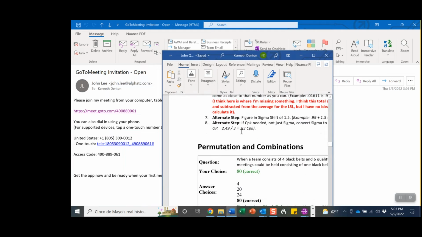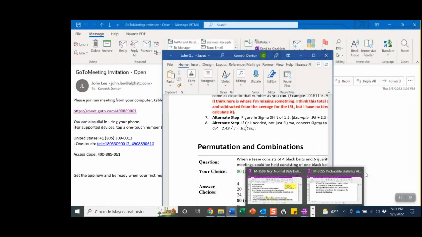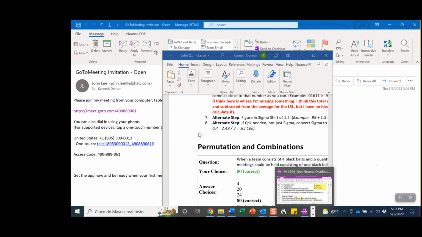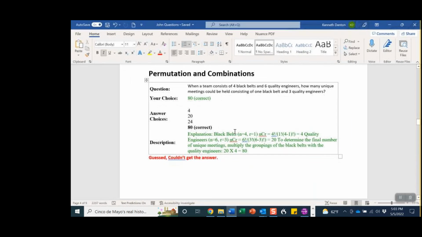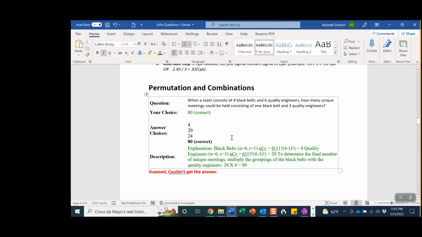This module. No. Okay. So I can close that PDF out. Probability statistics. All right. Permutations and combinations. You're still on my screen. So yes, let's see here. Okay.